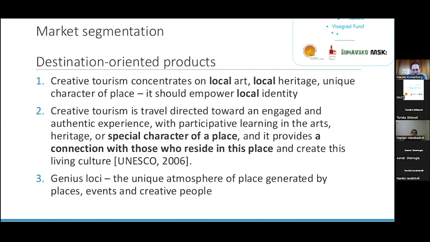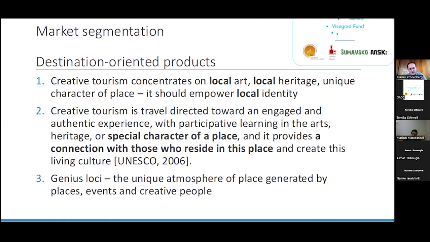And now we stay with the area of market segmentation, but we give a totally different perspective to it. We look at destination-oriented products. And as we talk about creative tourism, where we put a lot of stress on the locality, on the uniqueness, that's a topic that we should deal with. How to create an offer, create a product, which would be destination oriented, and would meet the needs, the expectations of your guests, and what segment of the market your product will attract.